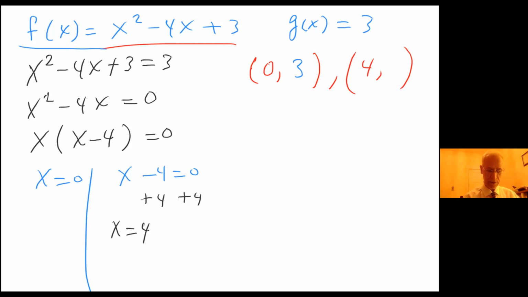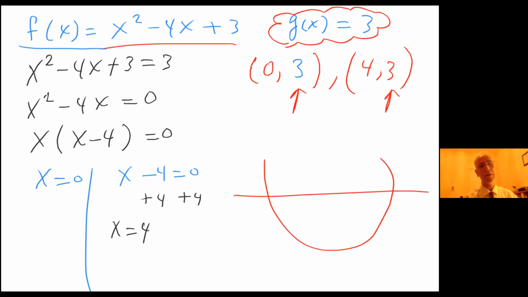I'm left with a 3. And I'm not surprised by that in the least bit, because I know g of x equals 3 at all times. So, by just looking at it, I could tell that the value of y for both of these is the same, 3. And I could tell that from my graph. We had a parabola, and then we had a horizontal line.